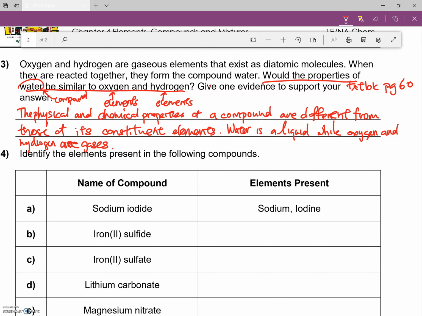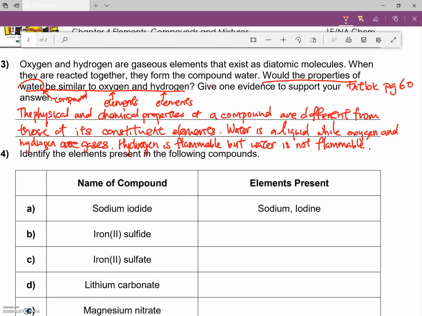Now, what is the other thing that we know that's different? Now, we do know that hydrogen is actually flammable. Hydrogen is flammable, but water is not flammable. Instead, we actually use water to put out fire. Okay, so there are differences in terms of the chemical and physical properties between water compared to oxygen and hydrogen.